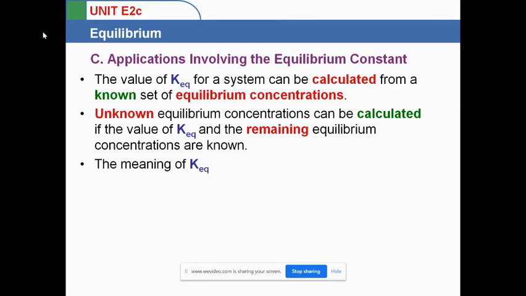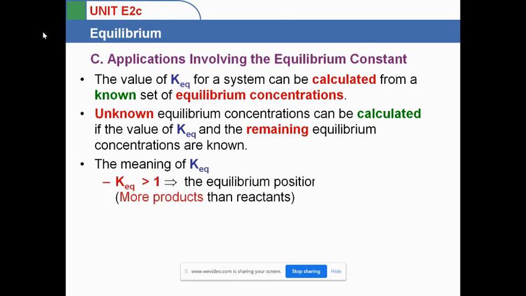Now, the last thing is you can get an idea of basically how far up the escalator you are simply by looking at the value of the KEQ. So if the KEQ is a large number, bigger than 1, that means you're going to probably have an equilibrium position that's far to the right. In other words, you're close to the top of that escalator, and you're going to have more products than reactants.